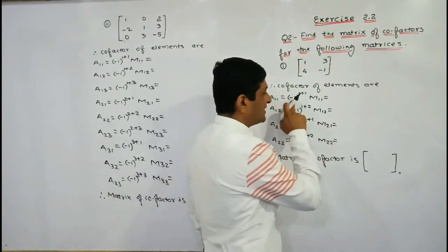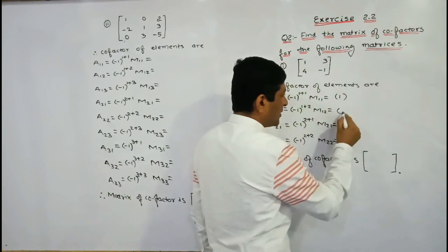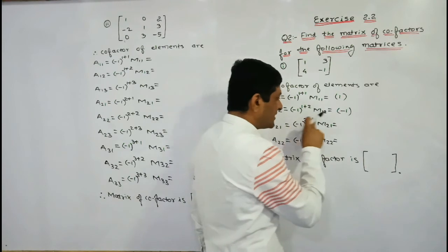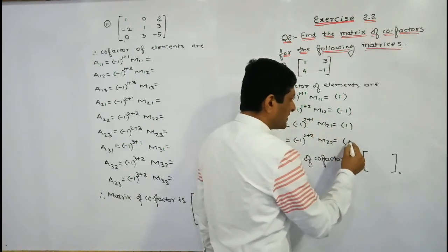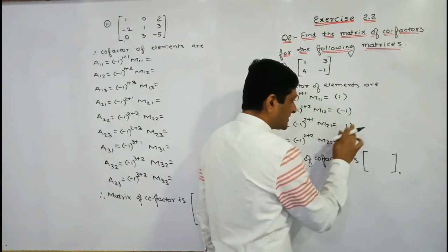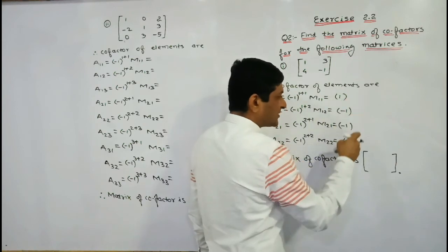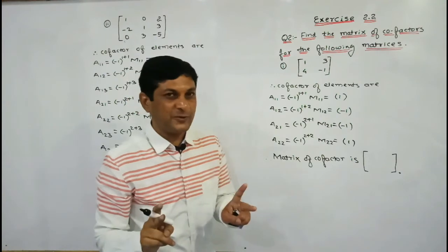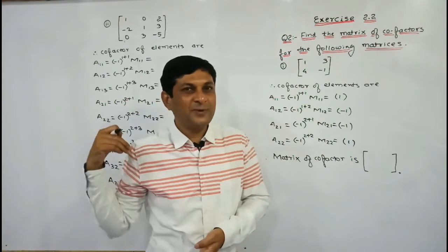So we know that for minus 1, here the power is even, so its value is plus 1. Here the power is odd, so we can say its value is minus 1. Here the power of minus 1 is odd, so its value is plus 1. Here even, so its value is plus 1. Here odd, so its value is minus 1. Simply we have to remember that the signs plus 1, minus 1, minus 1, 1 appear if the order of the matrix is 2 by 2.